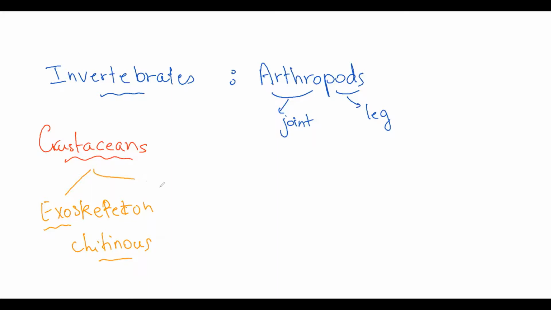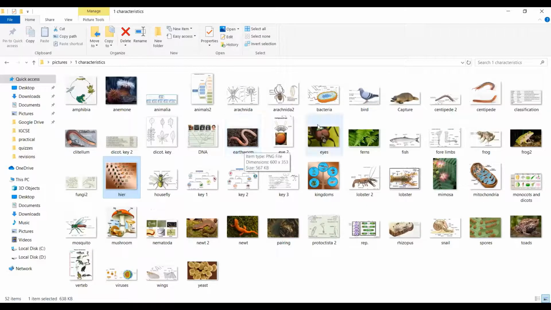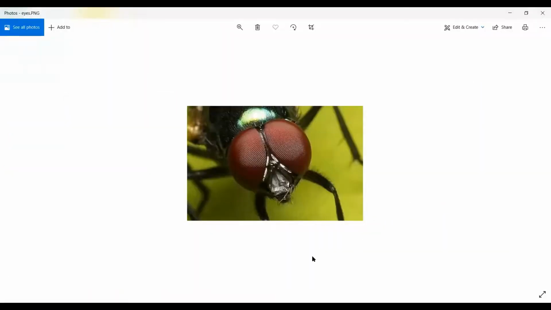Also, they have one pair of compound eyes. Compound eyes are a kind of eyes that are made of many lenses, like this. I think I have a picture for the compound eyes, because it was cancelled from the new syllabus. I hope for the housefly. Let me show you this compound eye. You used to know about these in the old syllabus.